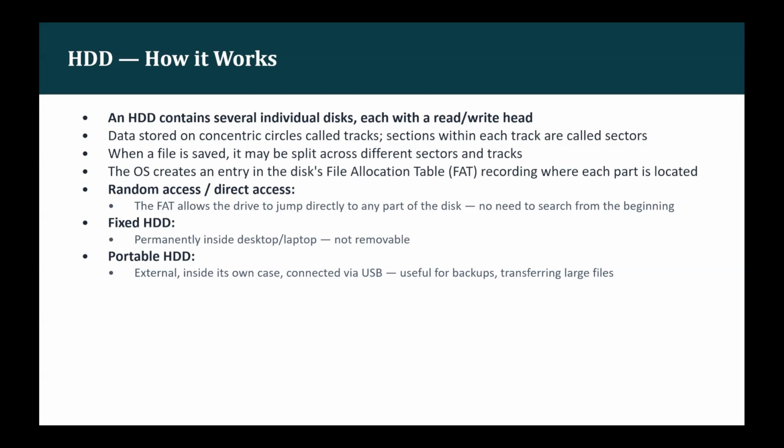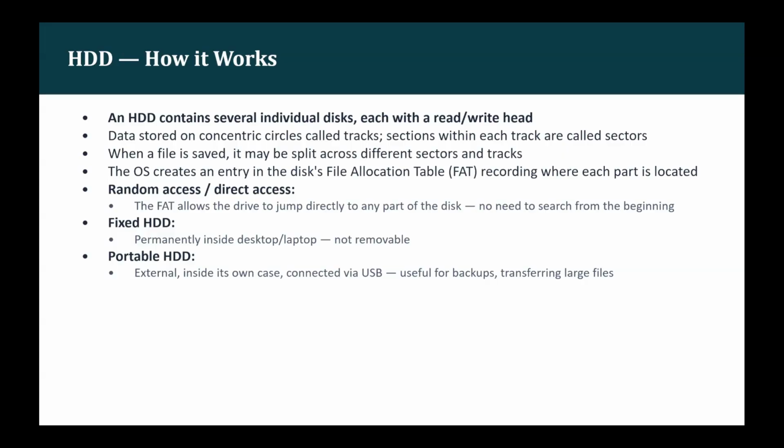The FAT allows random access, or direct access. The FAT allows the drive to jump directly to any part of the disk. No need to search from the beginning. Then we have fixed HDDs. They are permanently inside the desktop or laptop. They cannot be removed. Then we have portable HDDs, which we plug in externally, inside their own case. We can also connect via USB.